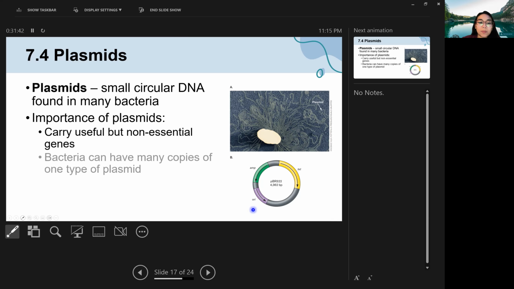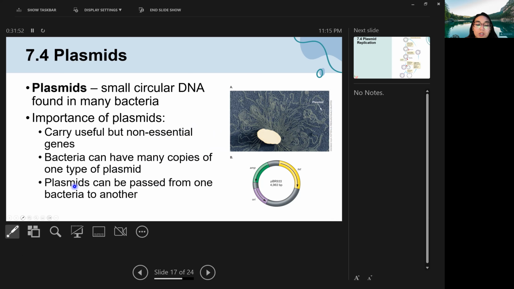Okay. Some bacteria can have many copies of one type of plasmid. So plasmids can come in one copy or many copies. So that's cool. And the most interesting thing is that plasmids, because they're such small pieces of DNA, bacteria can pass them to each other. So a plasmid can move from one bacteria to another, which is very interesting because now bacteria can share DNA and genes through plasmids.